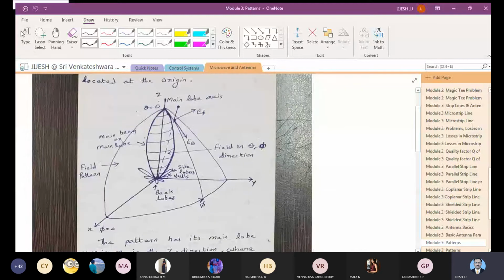Again I am repeating it. So this is the main lobe, and then you have side lobes. These small things are side lobes, and you have a back lobe. And you can see that I'm going to just color it out.